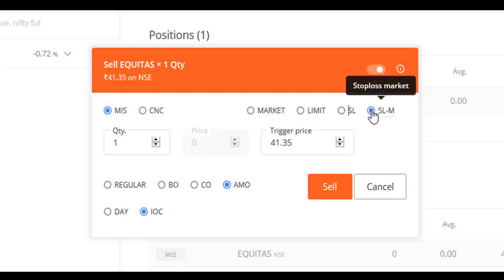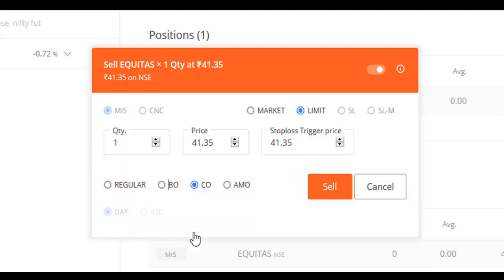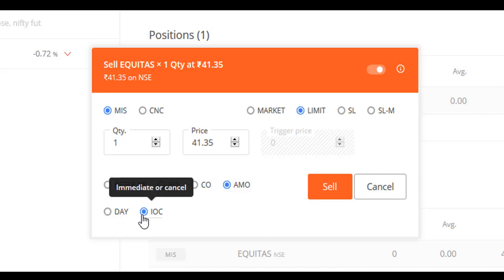Stop loss market order, we know that on the buy, when the trigger price is hit, the order will be executed at the market price. Same here, when your trigger price is hit, your order will be triggered at the market price. Make sure that you have entered a price below the current price, then only your order will be accepted. Again, same for regular and bracket orders, we know take profit and stop loss. Cover order comes with the stop loss only, there is no take profit. Next, after market order, if you are trading outside the market hours and want to keep the trade for the entire next day, and if it is not triggered, then IOC, immediate or cancel order, will be cancelled immediately.